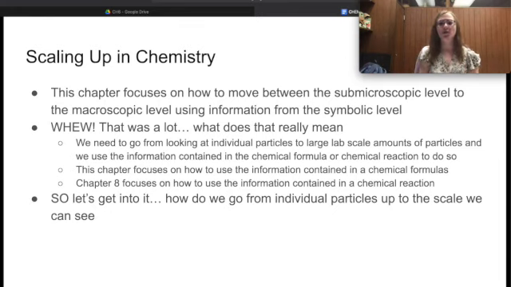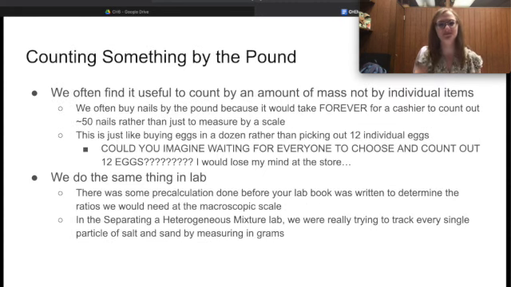How do we actually go from individual particles to scaling up to what we can actually see? You can kind of think of this as counting something by the pound, okay? We often find it useful to count an amount by mass, not by actual individual items. So if you go to the hardware store and you want to buy nails in bulk, you're going to buy nails by the pound.